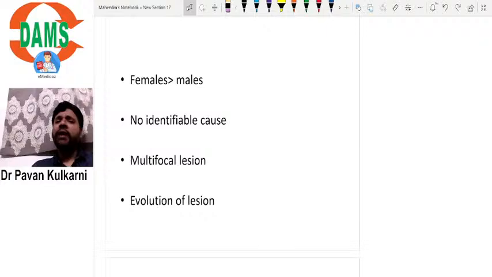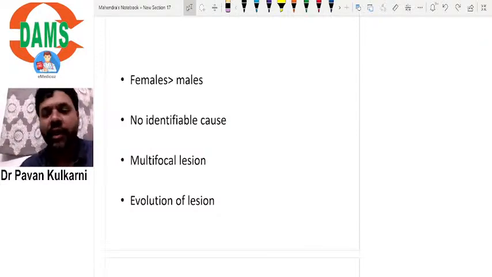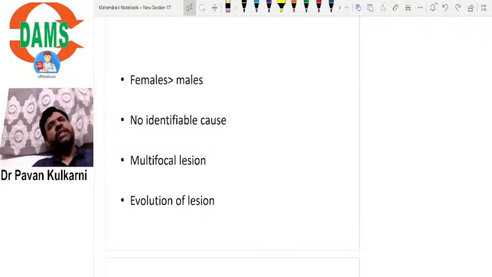Evolution of lesion. What do you mean by evolution of lesion? The lesion won't remain static. It will evolve. It will spread. It will enlarge. That is a specialty of PVL. So this is a clinical setting. That means the patient has come to you.